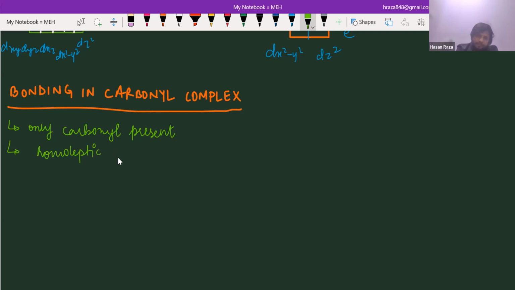Homoleptic complex. Please do write these 2 points with me, and then I'm going to show you a lot of examples on this and the bonding in carbonyls, which is very, very important.